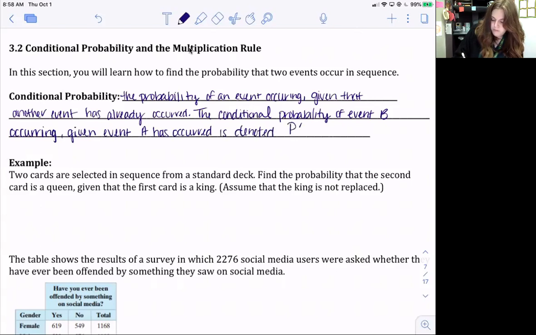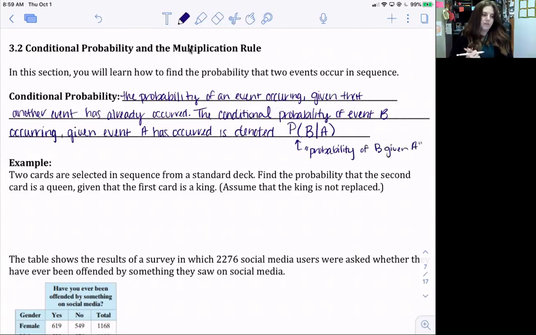capital P, parenthesis B, and then a vertical line which represents given A. And this is said the probability of B given A. Okay, so that vertical line means given.